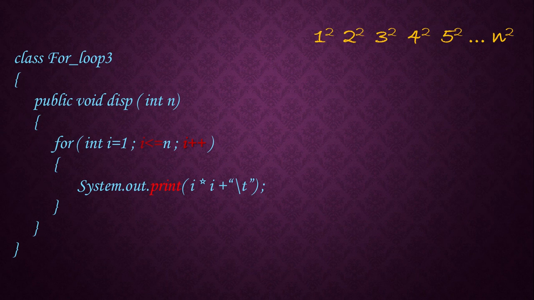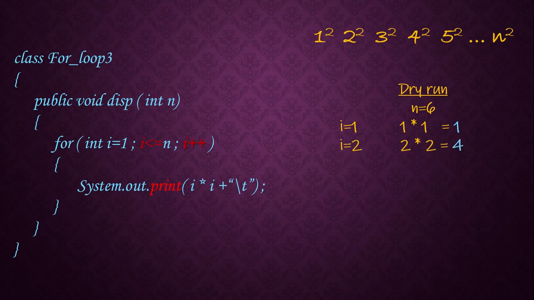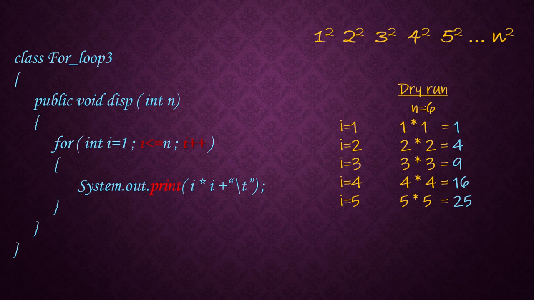Okay. So let us see the dry run. Suppose I have given the input n value as 6. When I value is equal to 1, what will be printed? I into I, that is 1. When I equals 2, what will be printed? 2 into 2 equals 4. When 3 is the value, 9 will be printed. When I value is 4, 16, I value is 5, 25, and I value is 6, 36 will be printed. After that, my condition in the for loop will not be true, hence it will come out from the for loop and my program will end.